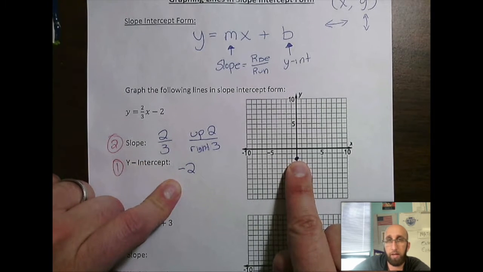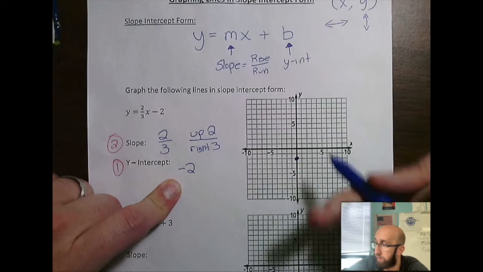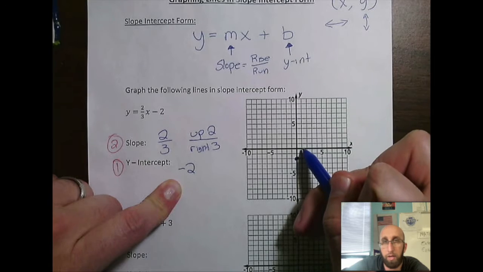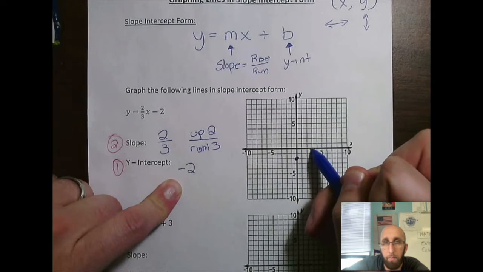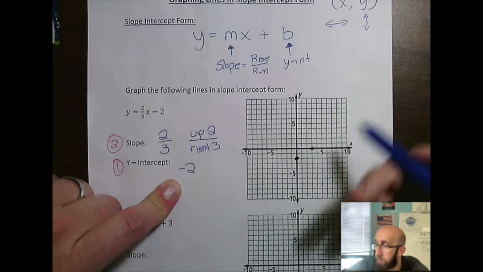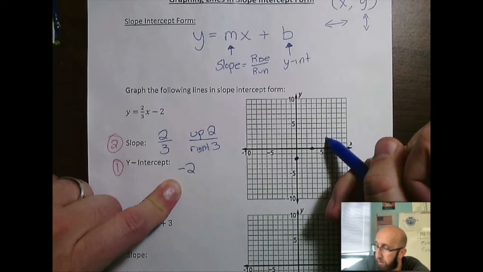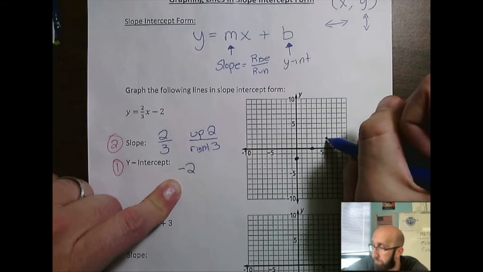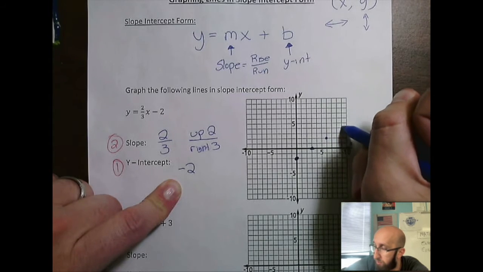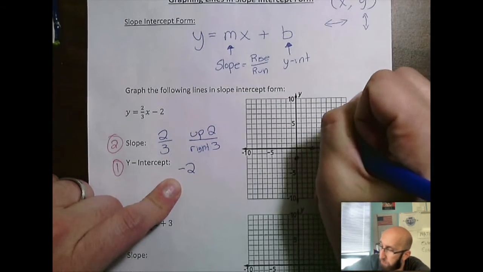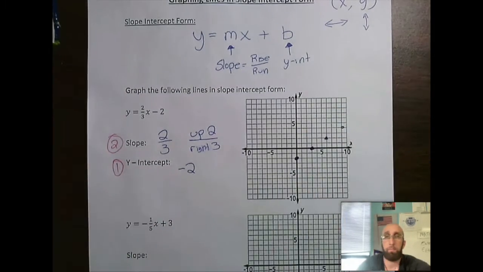There it is. I'm going to go up 2, right 3. With my pen, I count up 2, 1, 2, right 3, 1, 2, 3, and put a point. Then I go from there: up 2, right 3. I can continue that pattern on, up 2, right 3, until I reach the end of my paper. At this point I have enough points on my paper that I can use a straight edge, like an ID, and plot my line.